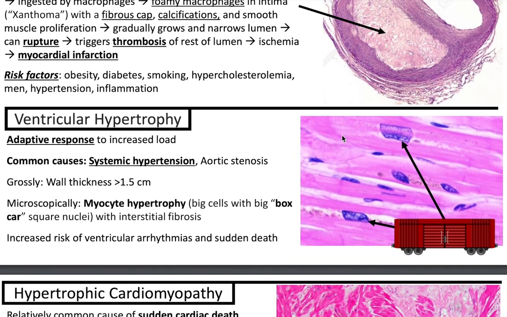Ventricular hypertrophy. This is an adaptive response to increased load on the heart. Common causes include systemic hypertension and aortic stenosis. Grossly, the wall thickness is greater than 1.5 centimeters. Microscopically, you're going to have myocyte hypertrophy, which look like boxcar square nuclei with interstitial fibrosis. You'll have increased risk of ventricular arrhythmias and sudden death.